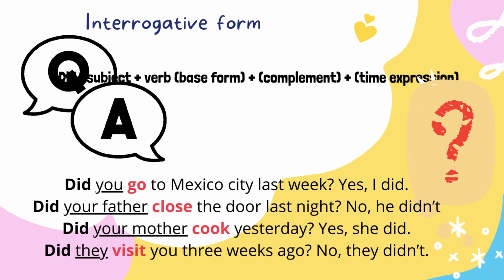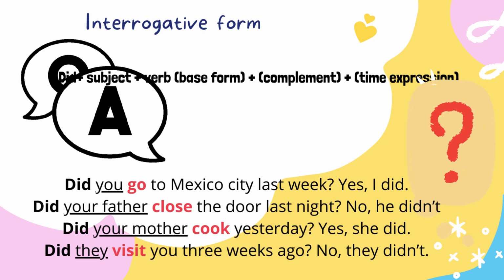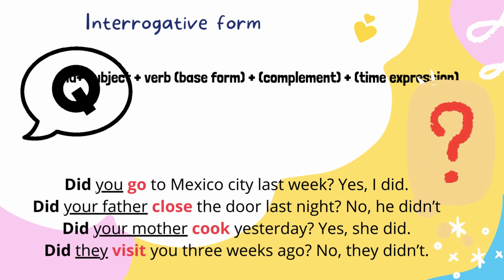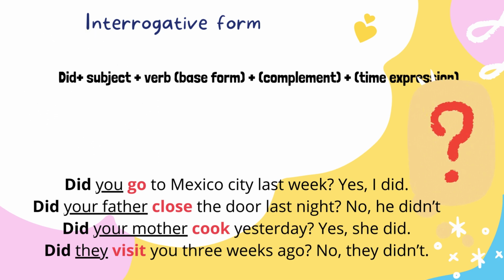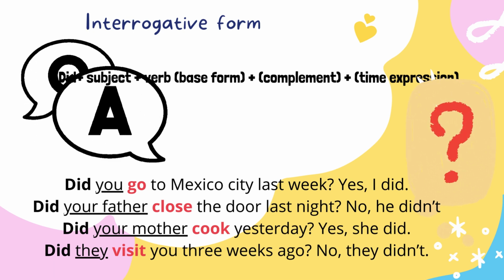Now, about the interrogative form. Again, we are going to use the auxiliary did to make questions. So I can ask you, for example, did you go to Mexico City last week? And you are going to answer, yes, I did, or no, I didn't. Depends, okay? It depends on the person.